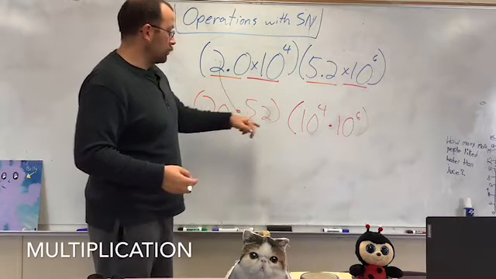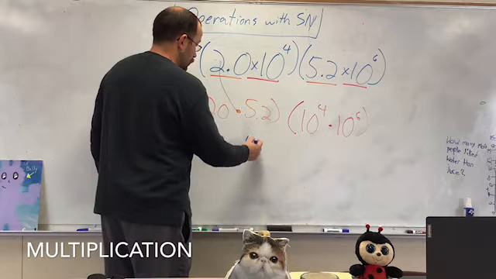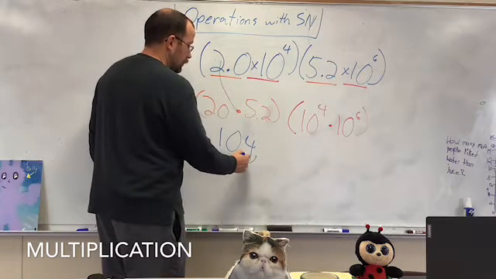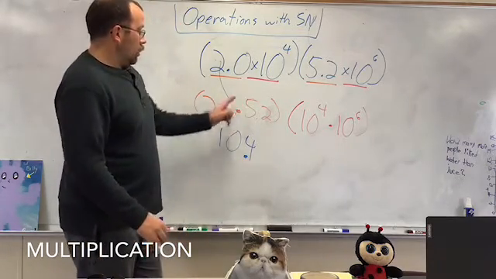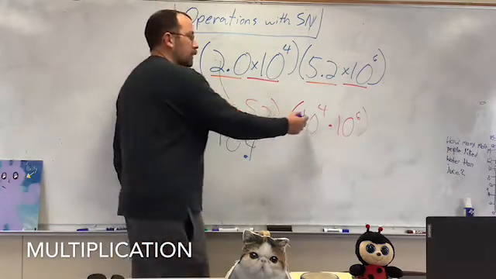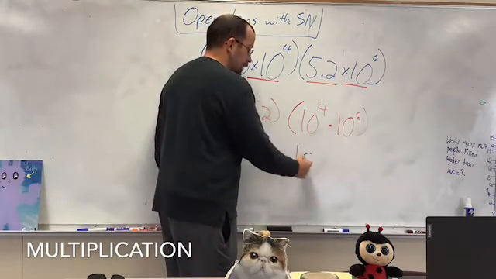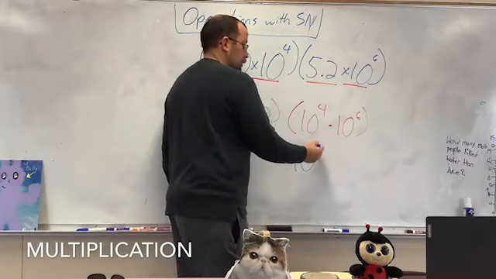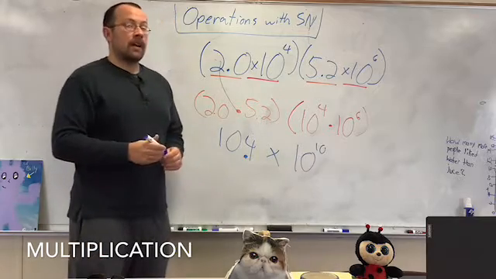So 2.0 times 5.2 is 10.4. 10 to the fourth times 10 to the sixth gives me 10 to the 10th, if you remember what we learned from exponents. But is that our answer?